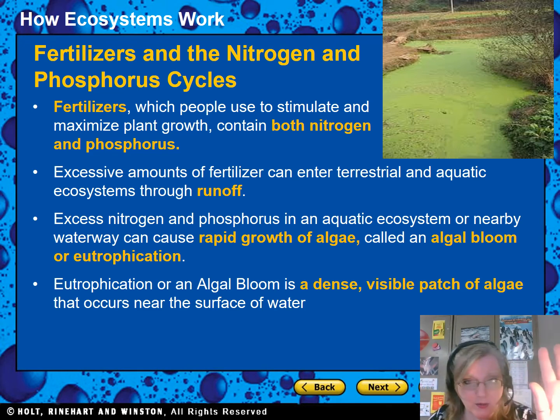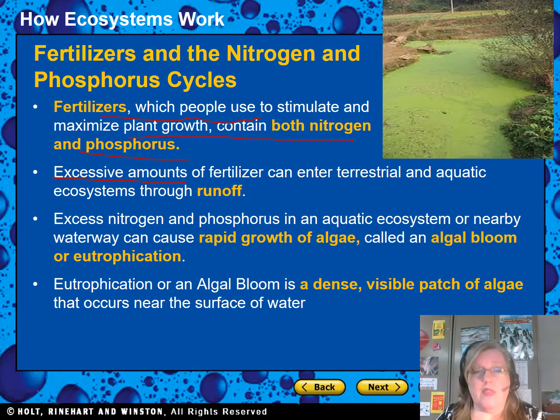Well, that gives us a problem. Okay, so the fertilizers that the people use to stimulate plant growth contain both nitrogen and phosphorus. Okay, that's obvious. But we use too much. It works really good, so we use too much. Okay, the excess fertilizer can enter terrestrial and aquatic ecosystems through runoff. So we fertilize the grass up here, and the farms or whatever, and then the runoff brings that extra fertilizer into the creeks and the streams and the rivers and the oceans.